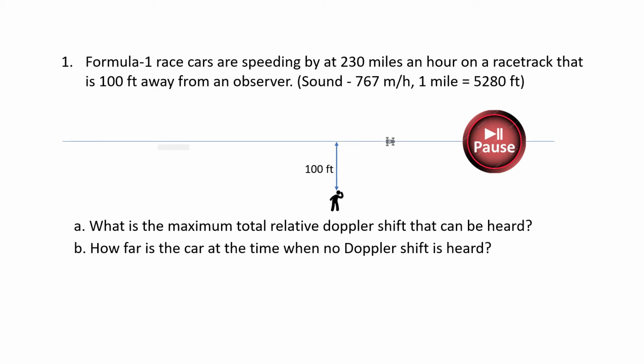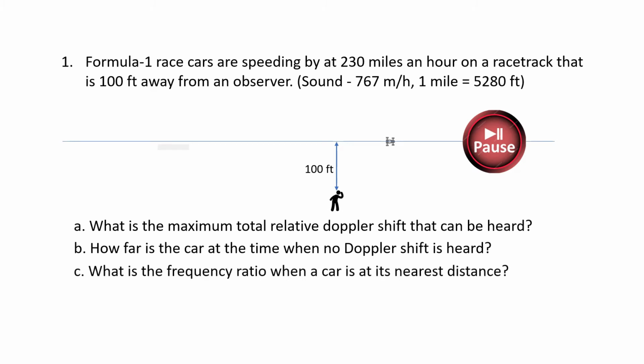B. How far is the car at the time when no Doppler shift is heard? And C. What is the frequency ratio when a car is at its nearest distance? In your calculations, keep your accuracy below 1%. Hit pause and try to answer question A.